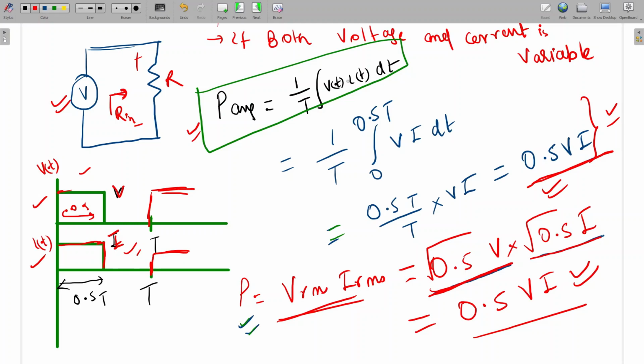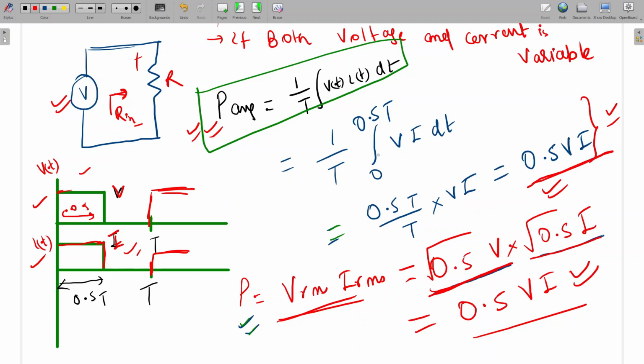See, there will be two signals, voltage and current. What will be the instantaneous power? Instantaneous power will be v(t) into i(t). What is the average value of any signal? 1 by T into the integral of f(t) dt. So we multiply these two instantaneous values, and this will be the average power formula for any signal.